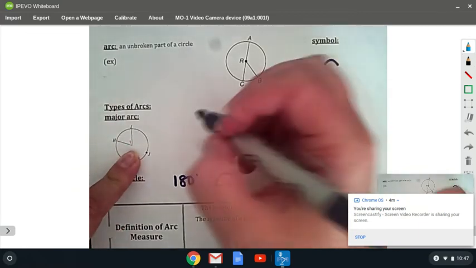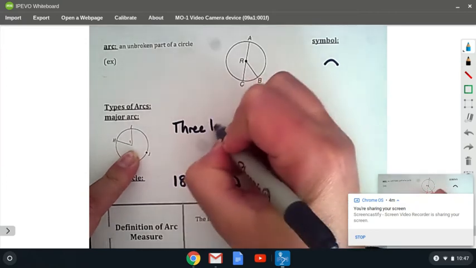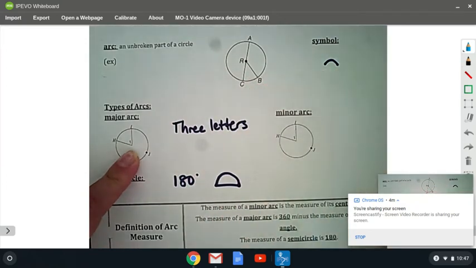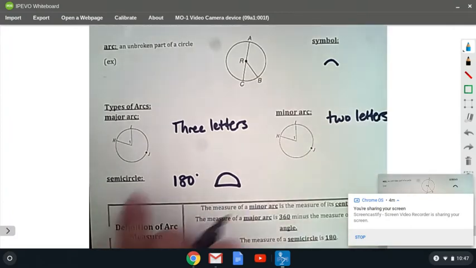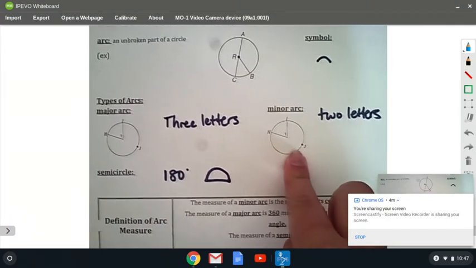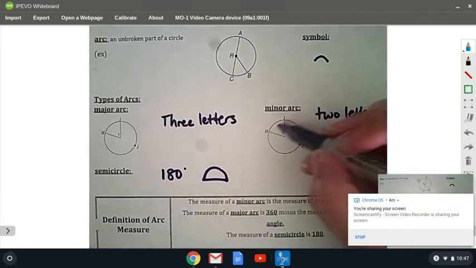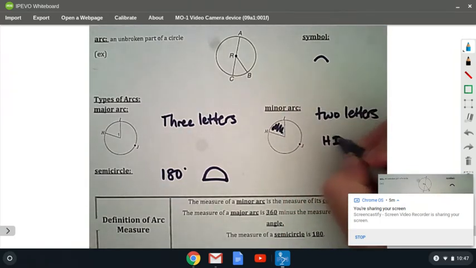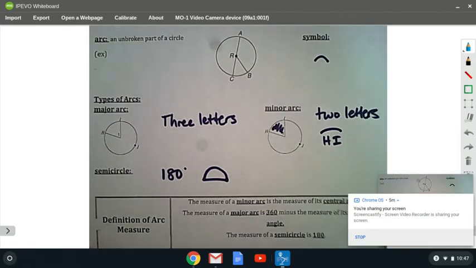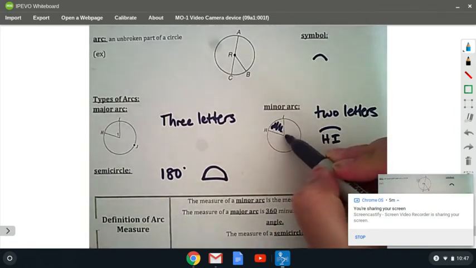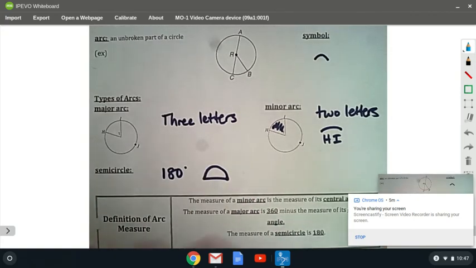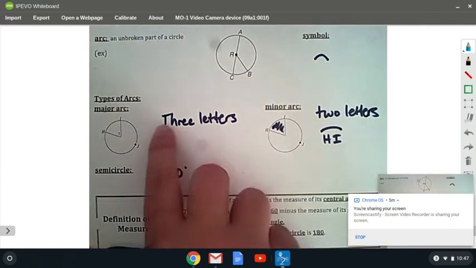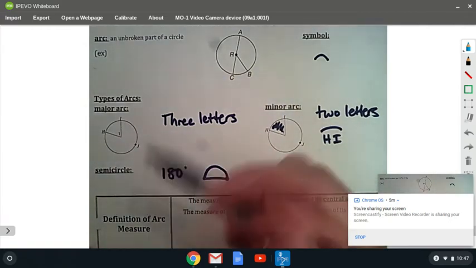For the major arc, it always is labeled with 3 letters. A minor arc is always labeled with 2 letters. So for example, in this picture, you'll notice it's the same picture in both of these. A minor arc would be this small one, HI, and I'd put that arc symbol above it. You don't have to include the center. We're only including the letters that are on the outside of the circle. Don't include that center point ever.